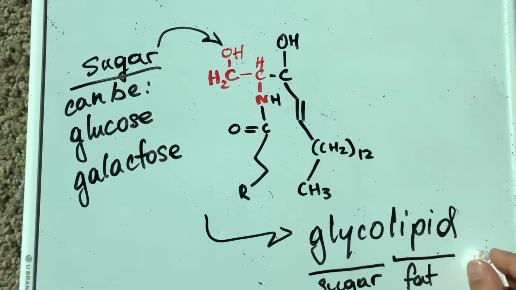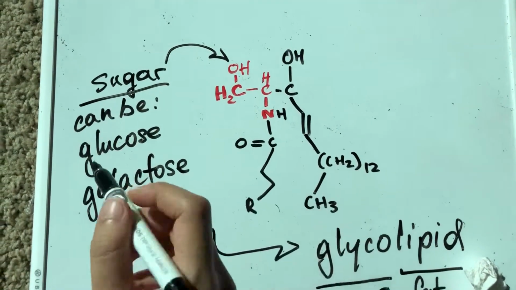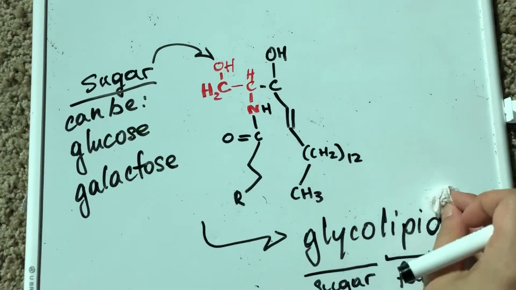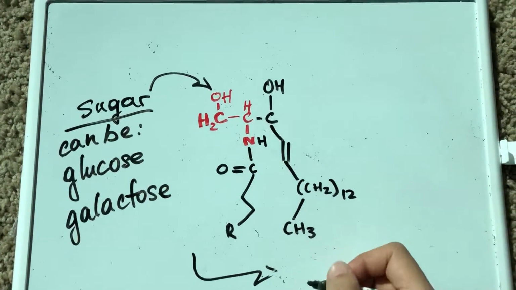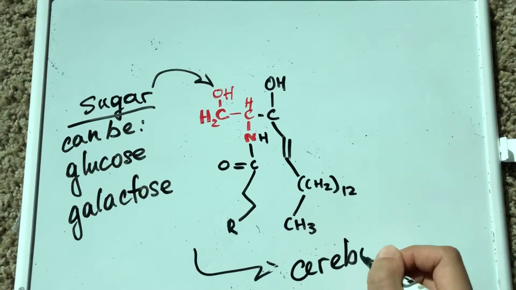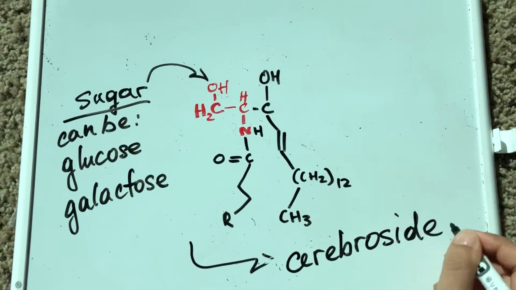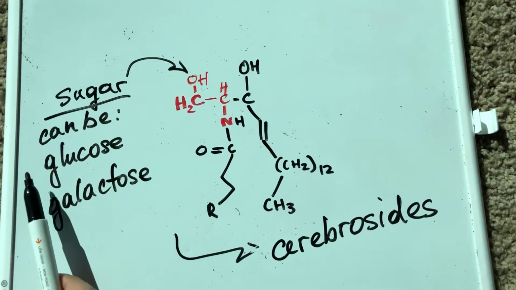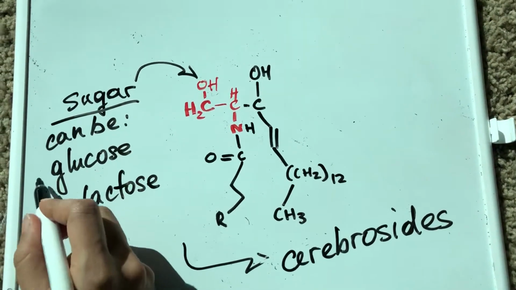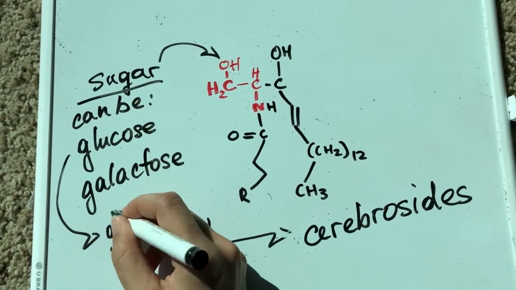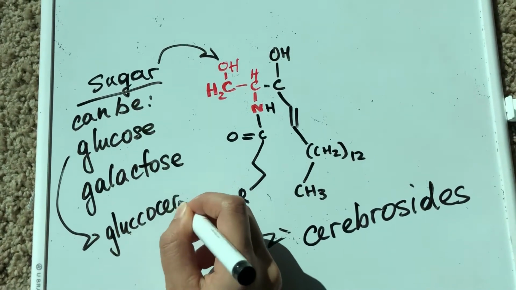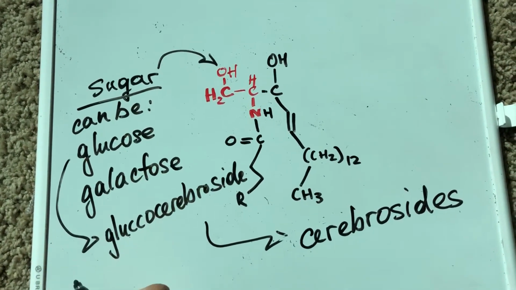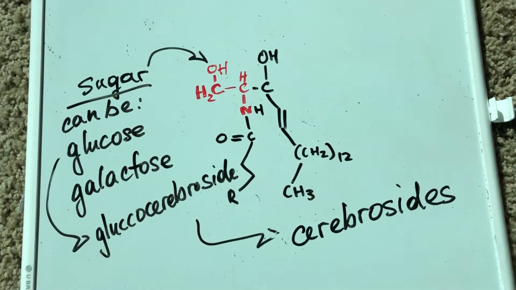So glycolipids that contain either glucose or galactose are going to be called cerebrosides. So these are called cerebrosides. And if it contains glucose, it would be called a glucose cerebroside. Or if it contains galactose, it would be called a galactose cerebroside, but I won't write it out.